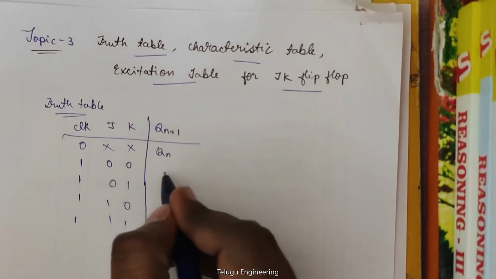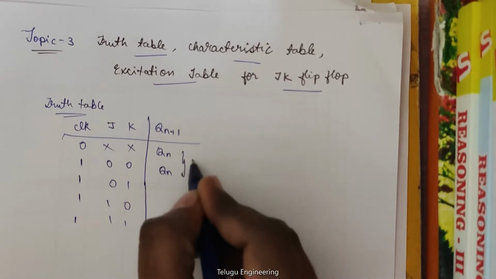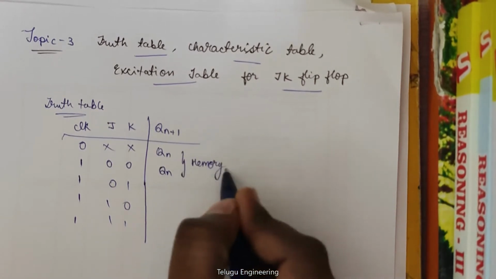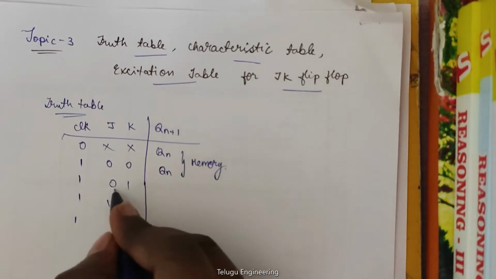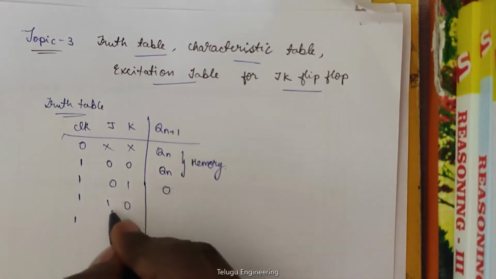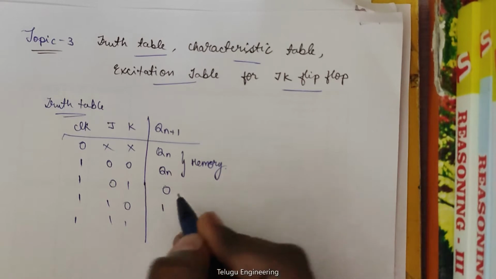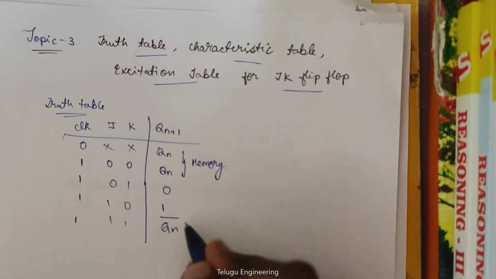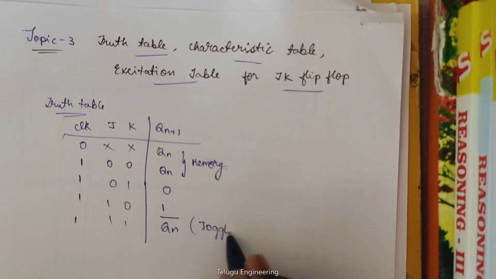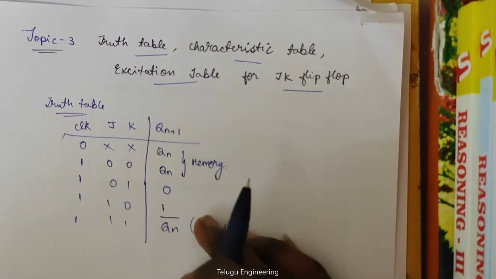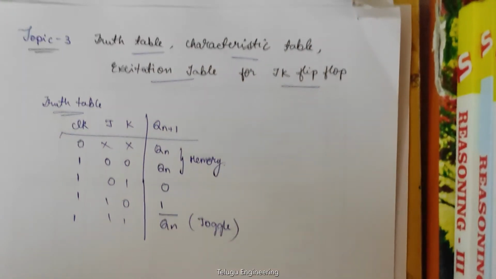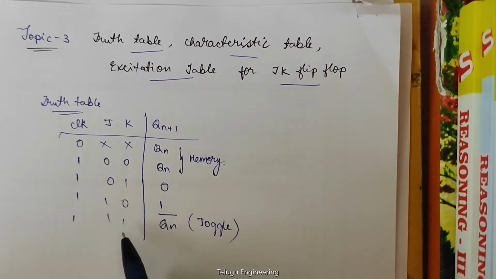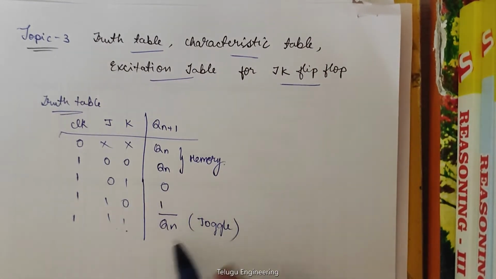When it's 0 0, we'll be getting the Qn, the same. These two are nothing but the memory units, or the previous states. And when it's 0 1, you will be getting 0. When you get 1 0, it's 1. And when you get 1 and 1, it's going to be Qn bar. That means it's nothing but a toggle state. So the truth table of your JK flip-flop is actually similar to your SR flip-flop, except the last condition where you apply 1 and 1. When K and J are 1, you will be getting Qn bar, which is a toggle state.